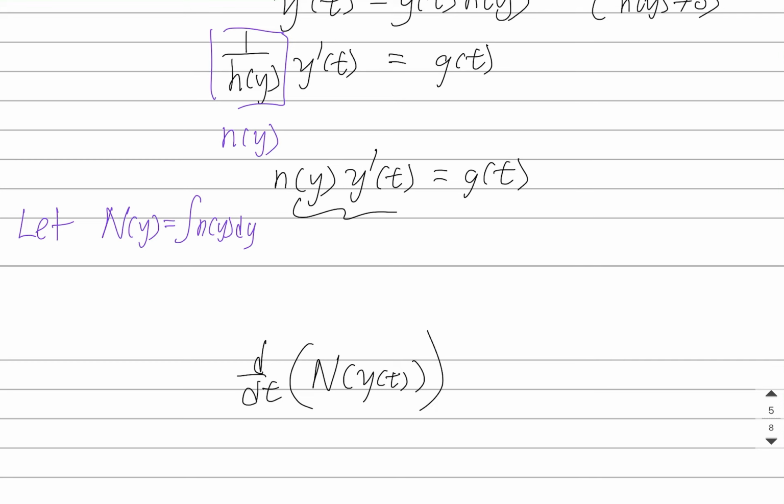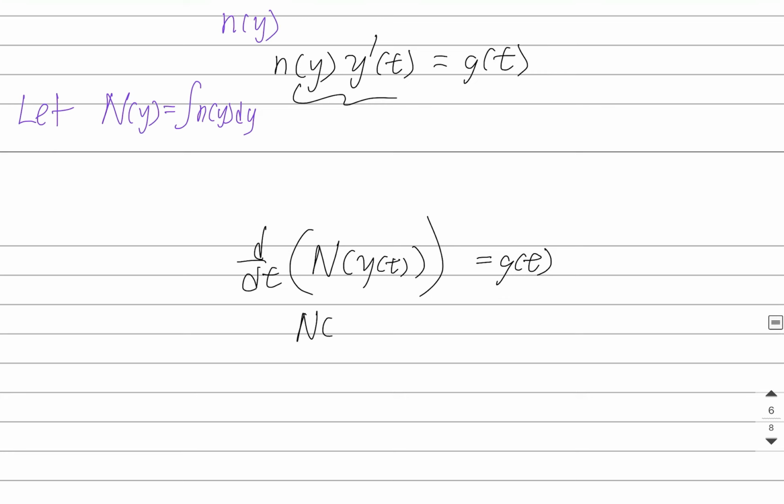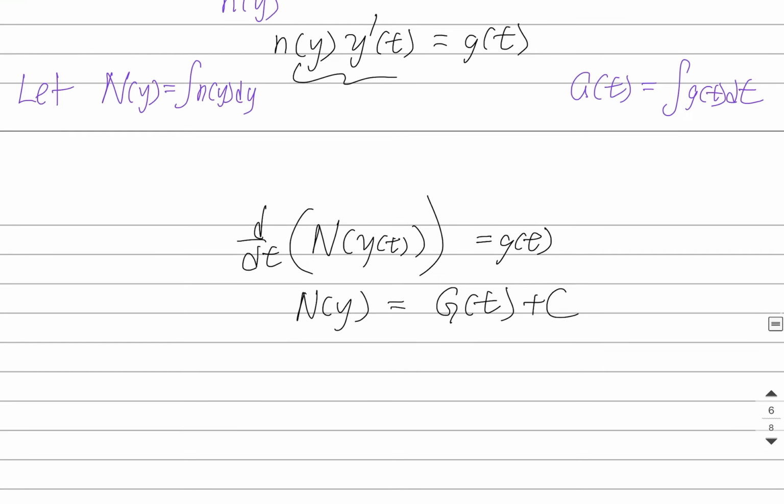So this ends up being the derivative of capital N of y of t, and that equals g of t. So this allows us to antidifferentiate both sides, and let's say that capital G of t is the antiderivative of little g. With this notation, we've got the following result: N of y equals G of t plus c. So symbolically, this is something new.